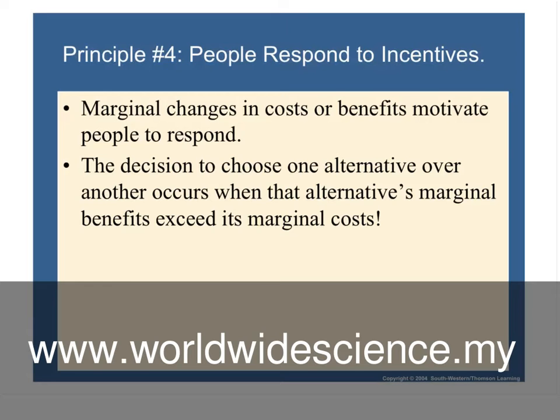So marginal changes that we just discussed in cost or benefits motivate people to respond. The decision to choose one alternative over another occurs when the alternative's marginal benefit exceeds its marginal cost. So we are getting deeper.